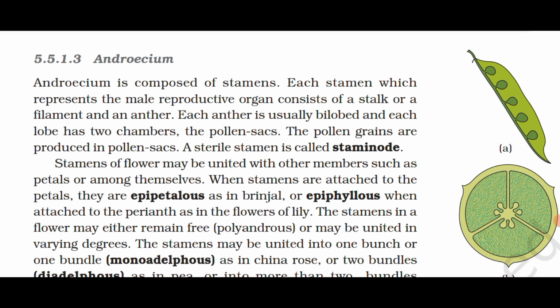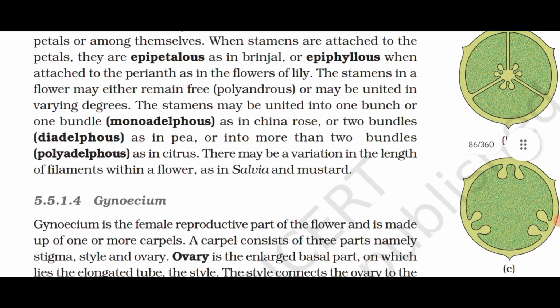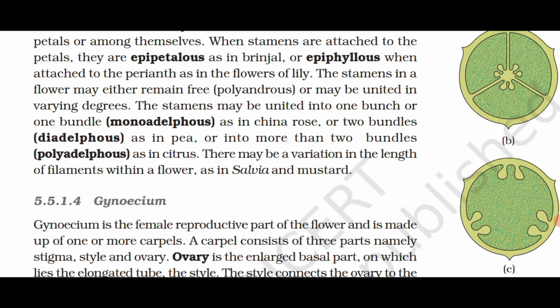The stamens in a flower may either remain free (polyandrous), or may be united in varying degrees. The stamens may be united into one bundle (monadelphous), as in China rose, or two bundles (diadelphous), as in pea, or into more than two bundles (polyadelphous), as in citrus. There may be a variation in the length of filaments within a flower, as in salvia and mustard.